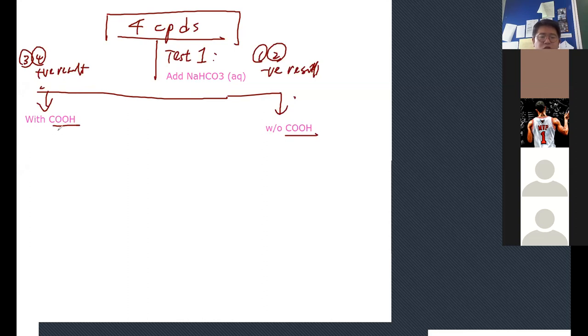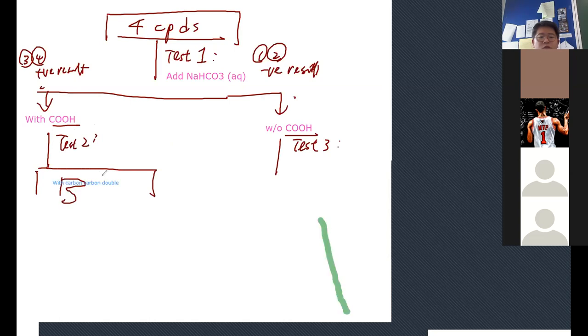So what's next is to think of some other tests. You are going to give test 2 and test 3 separately. Can you manage to do that? Understand? So for test 2, for those that exist, that is number 3 and number 4, what is the difference? We've got a C=C double bond. The difference lies in the C=C double bond. So what is test 2? The test for C=C double bond.